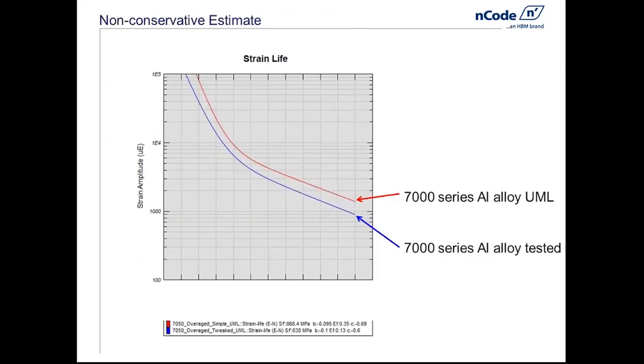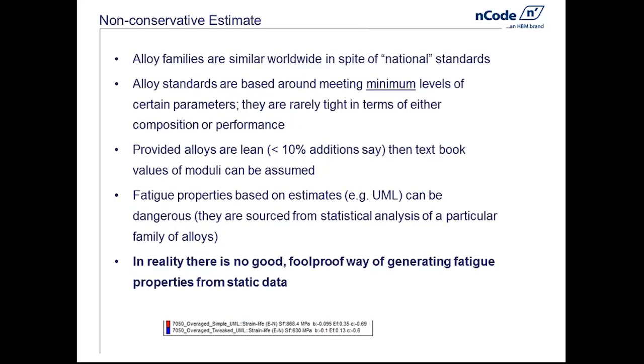Just to drive the message home even further on the UML, or Uniform Materials Law, these two lines, ignoring the legend underneath, offer a material that has the same modulus and the same UTS. One is using the Uniform Materials Law, and the other one is a curve which was actually measured on an alloy. And you can see that the UML is actually non-conservative throughout the life range.